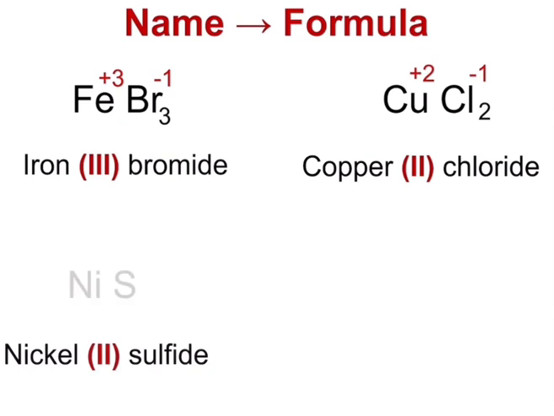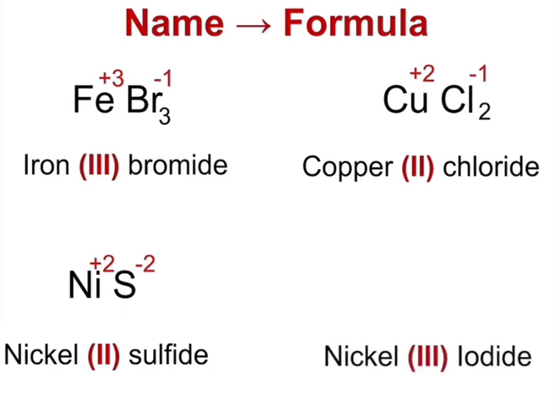Nickel(II) sulfide. First, writing symbols of the ions. Second, assigning charges. Nickel +2, known from the name of the compound. Sulfur -2, known from the position of the element on the periodic table. This formula is electrically neutral. No adjustments are needed.